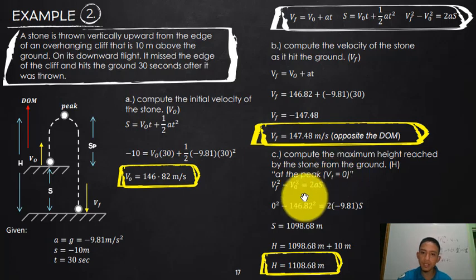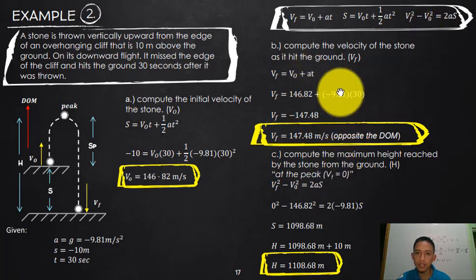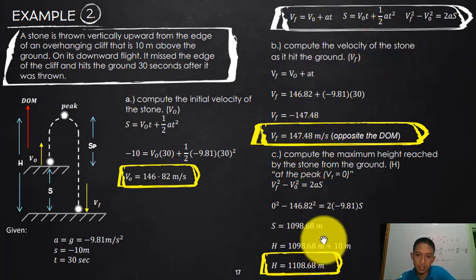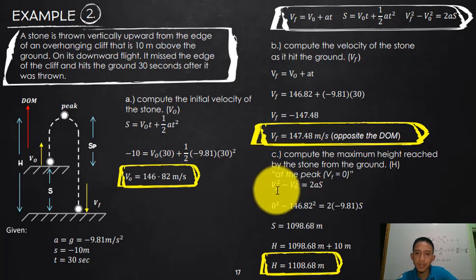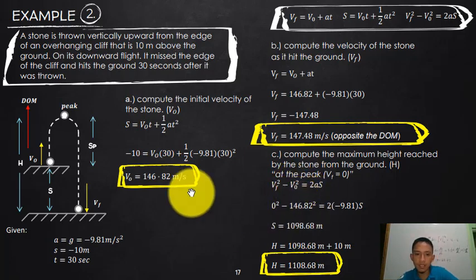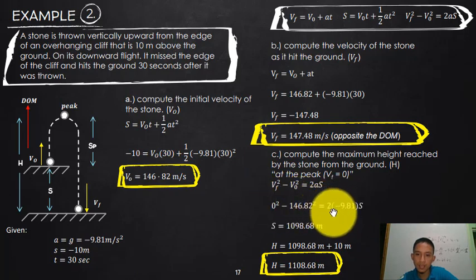What I used here is your second equation. By the way, you can make use of another to solve that one. I will show you that later on, but first, let's solve it by the solution that I gave you. So V sub f is 0, since it is now at the peak, there is no velocity, that's why it is stopped. Then V sub 0 was already solved a while ago, 146.82. Then 2 times A, which is negative 9.81, and S is the unknown. This is just a number, compute that one, cross multiply, and that will end up with S.